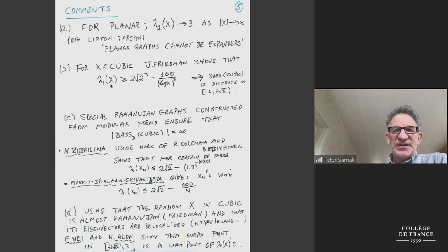So the fact that the spectrum is discrete up to 2 root 2, that's Alon-Boppana, but he actually gives you an estimate that lambda 1, in terms of the size of X, must be at least 2 root 2 minus 100 over log X squared. All proofs lead easily to log X, but he's got a log X squared, which is slightly bigger. And I don't know any better than that. I don't know what the truth is there, actually. The fact that there are graphs which keep lambda 1 less than or equal to 2 root 2 is the fact that Ramanujan graphs exist.